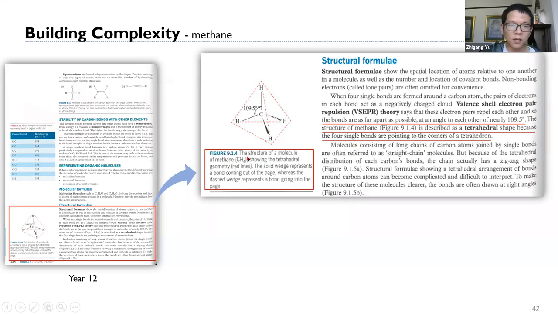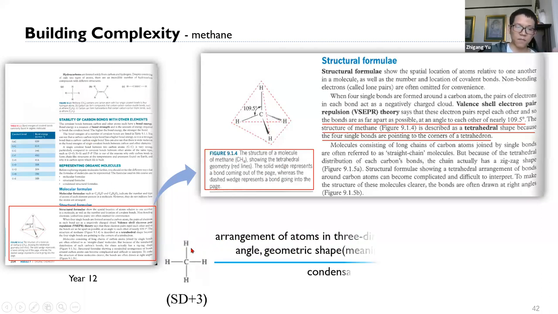You can see that the caption here further describes, using different means of representation, that the wedge goes out of the page, whereas the dashed wedge goes inside the page. So you can see that on the same page, from here to here, we can represent this.